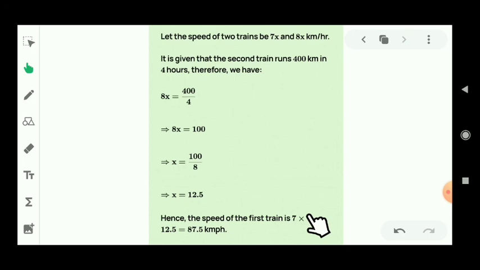Now students, I completed exercise number 2.1 and 2.2. Now I hope you complete each and every sum of exercise number 2.1 and 2.2.